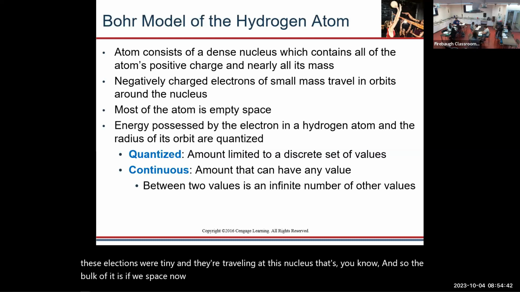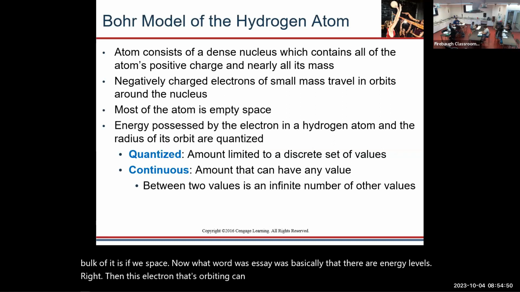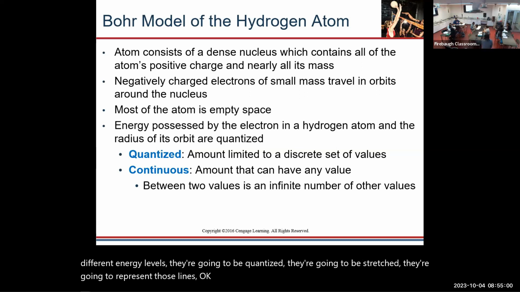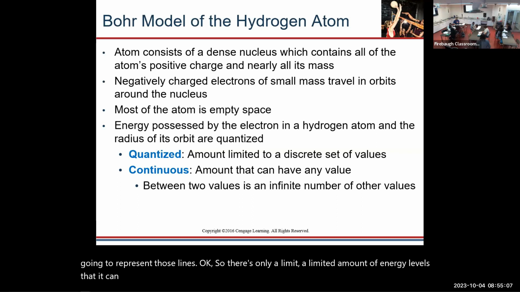Now, what Bohr was saying was that there are energy levels, right? And this electron that's orbiting can orbit in different energy levels. Those different energy levels are going to be quantized. They're going to be discrete. They're going to represent those lines, okay? So there's only a limited amount of energy levels that it can go to, compared to what we saw with white light, which is continuous.